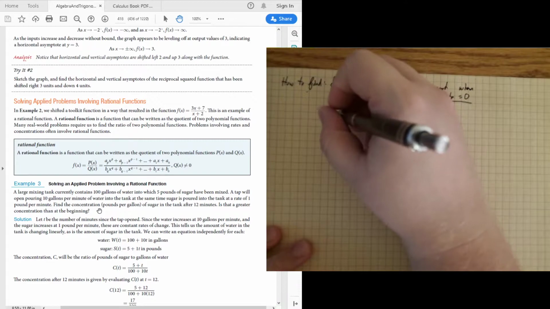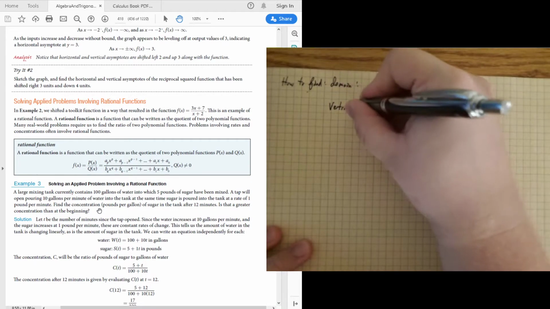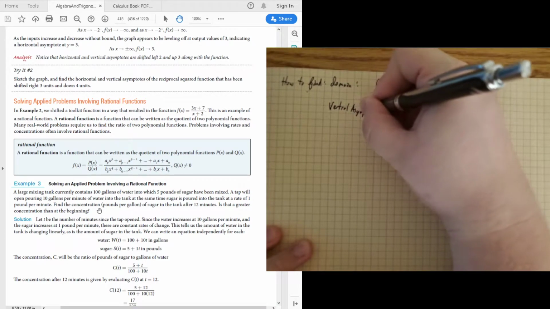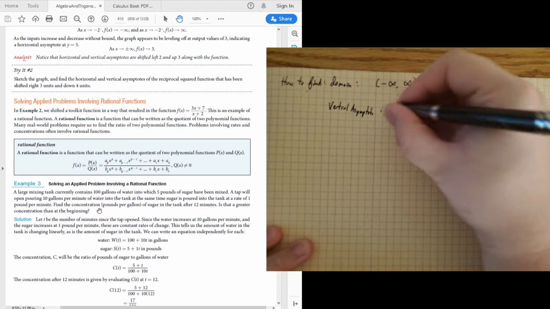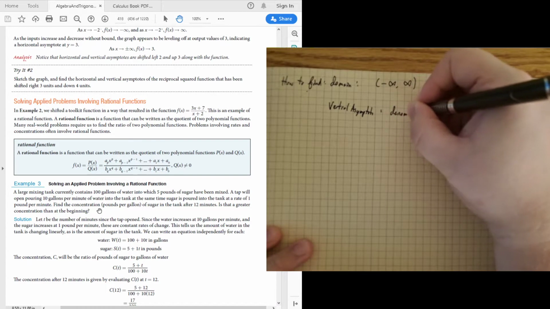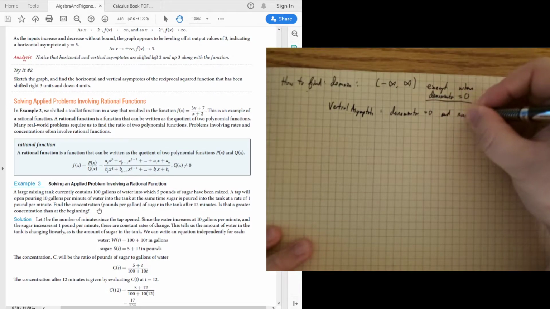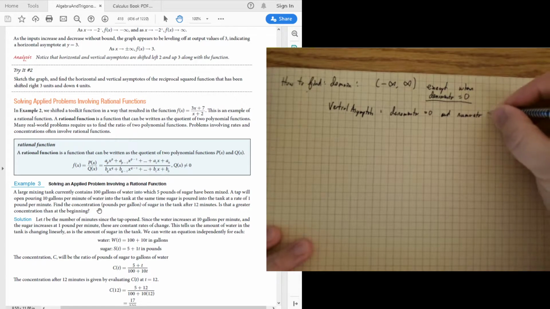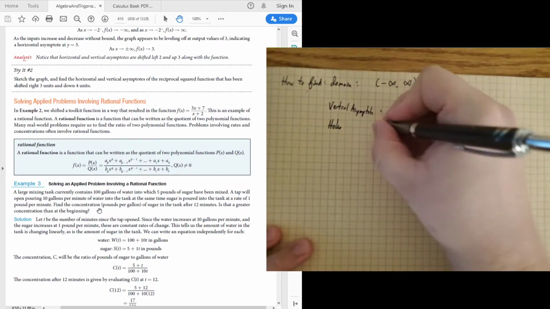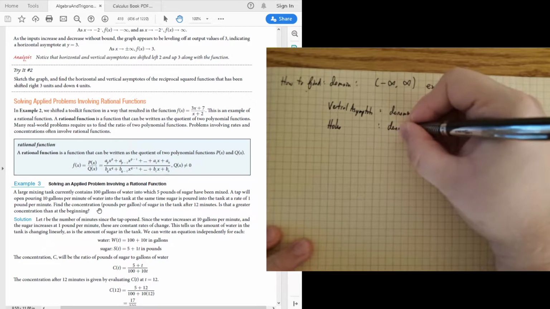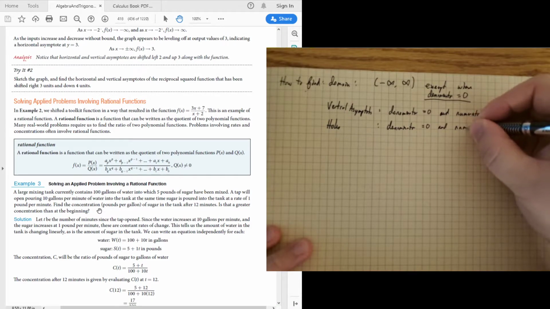If the question asks to find things like, how do we find a vertical asymptote? Vertical asymptotes occur in the same location, when the denominator equals 0 and the numerator does not equal 0. How do you find things like holes? Holes occur when they both equal 0.